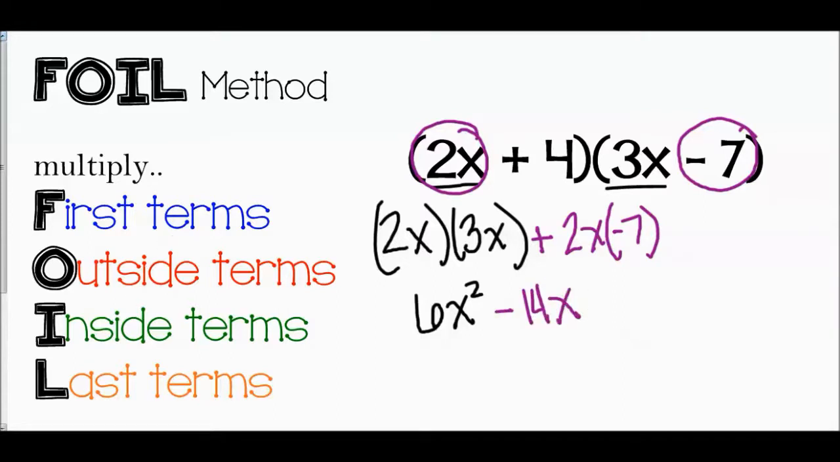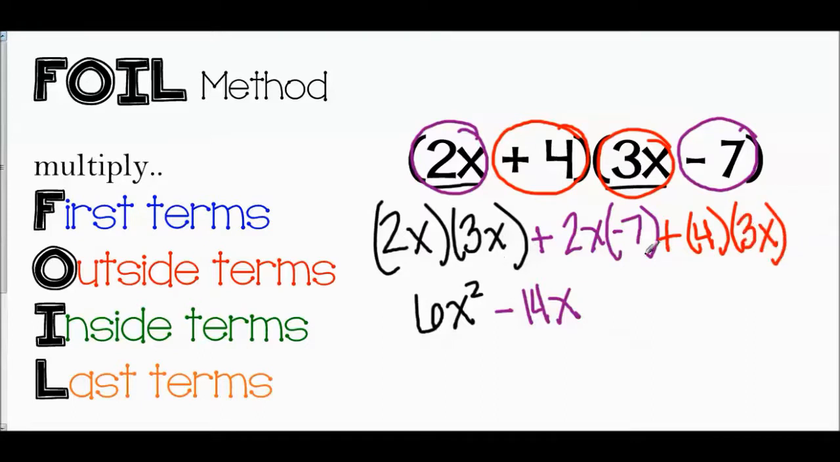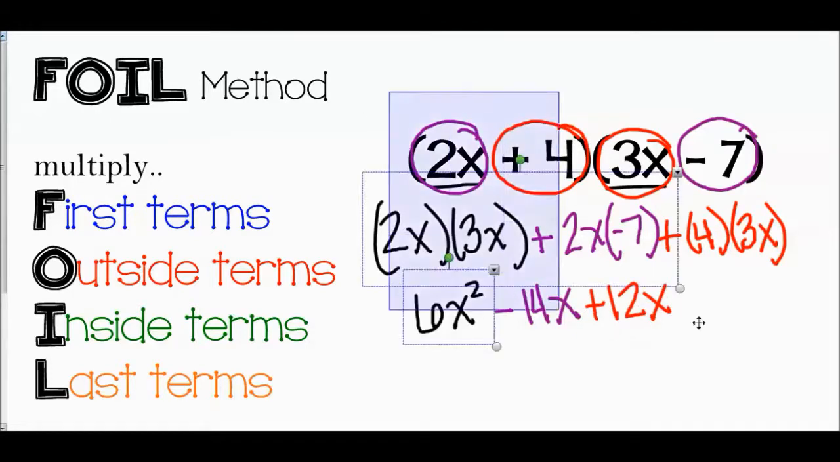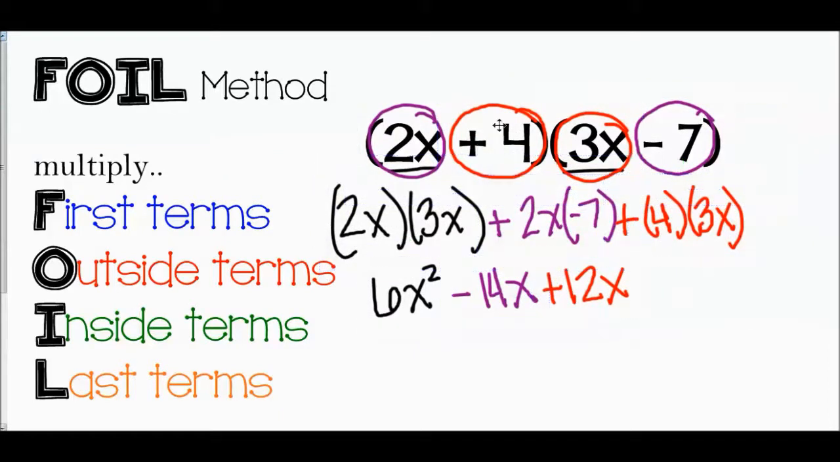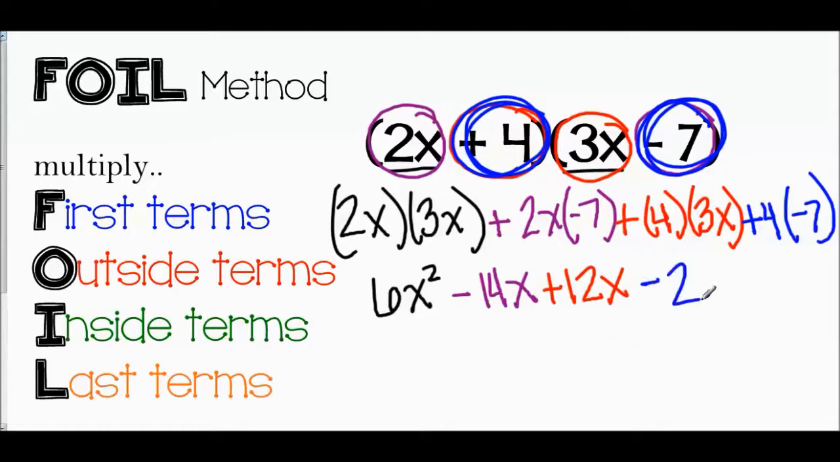Then we will go to the inside terms. Inside terms are 4 and 3x, so then I'm going to add 4 times 3x, which would be 12x. And then we're finally going to multiply the last terms. So your last terms are positive 4 and negative 7. So plus 4 times negative 7, which is negative 28.